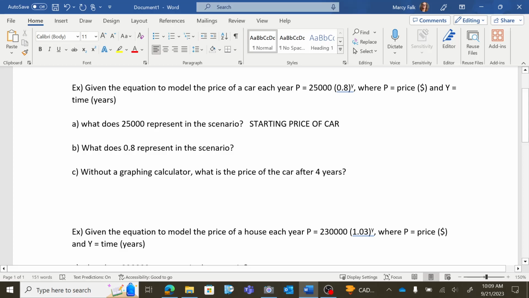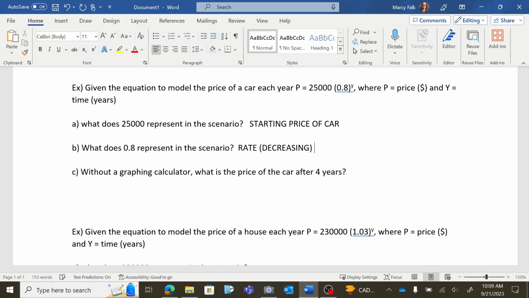Okay, what does the 0.8 represent in this scenario? The rate of decline. We said decline, it's decreasing. So the car price is going down. Do you understand the word depreciate? Have you ever heard that word in real life? Something depreciates. Do you know that your car depreciates? Like you buy a car and then you go to sell it, it's going to be less money, right? That's a depreciate.